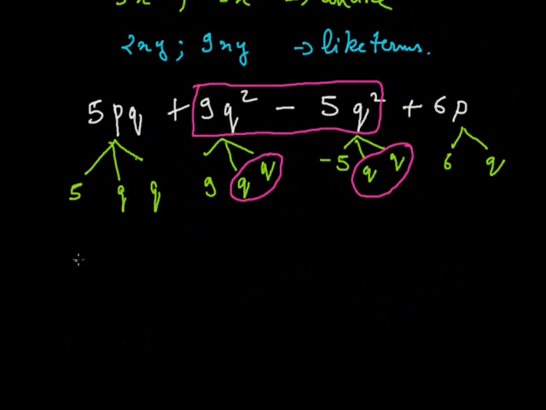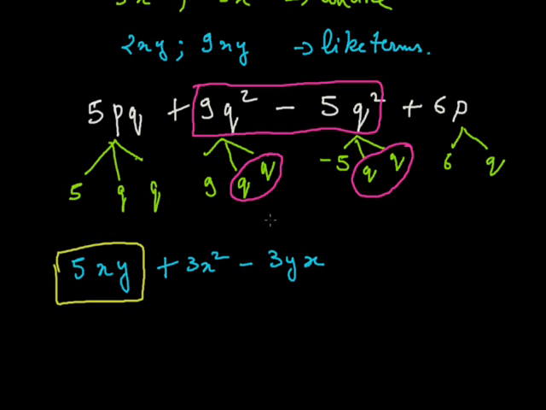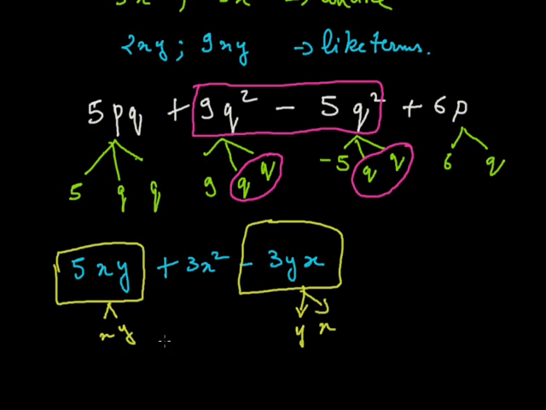Now in an expression 5xy plus 3x square minus 3yx, the like terms are 5xy and minus 3yx. Here, the algebraic factors of the first are x and y, and of the second term are again y and x, so the algebraic factors of the two terms are the same, that is x and y. Therefore these two are the like terms.